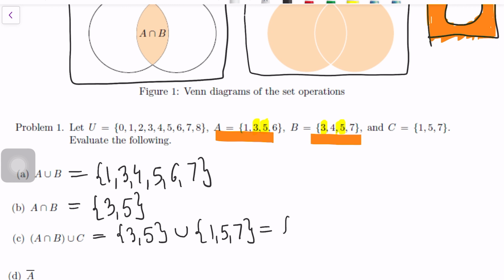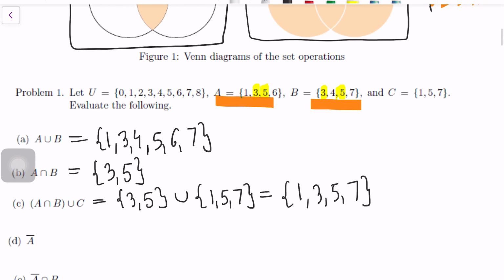So let's put all those elements into a single set, and I'm going to list them from the smallest to the biggest. So 1, that came from the set C, then 3, 5, and 7, right? Because they share 5, I haven't repeated it twice. It's still the same element. And then I see elements 1, 3, 5, and 7.